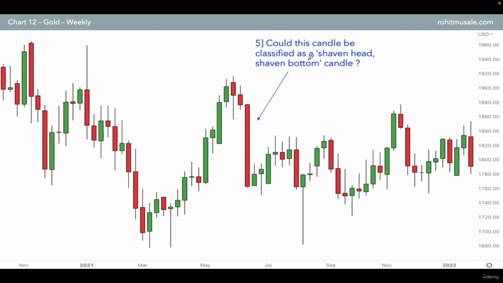Could this candle be classified as a shaven head, shaven bottom candle? The answer is no, because although there is no upper shadow, you can still see some lower shadow here. For a shaven head, shaven bottom, there are no shadows for that candle.